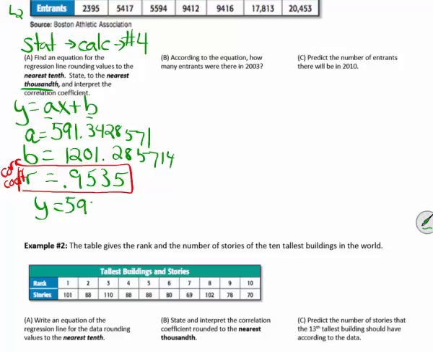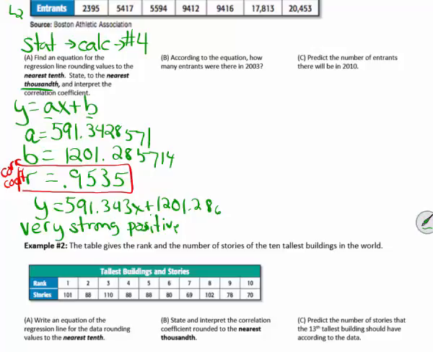So this is 591.343x plus 1201.286. There's my equation. This R means, right, it's 0.95. That means it's very close to 1. So that means that there's a very strong positive, just because it's positive number, correlation. Which means my equation is going to be very good at predicting or giving me actual numbers.